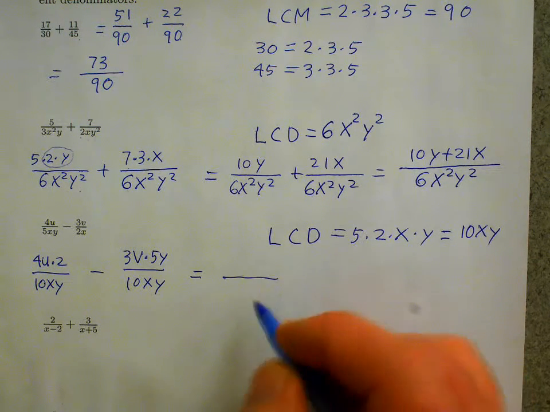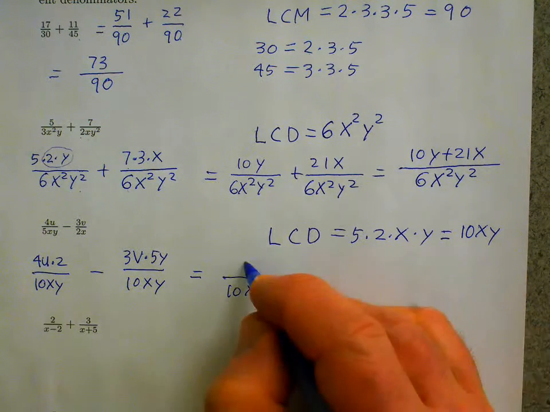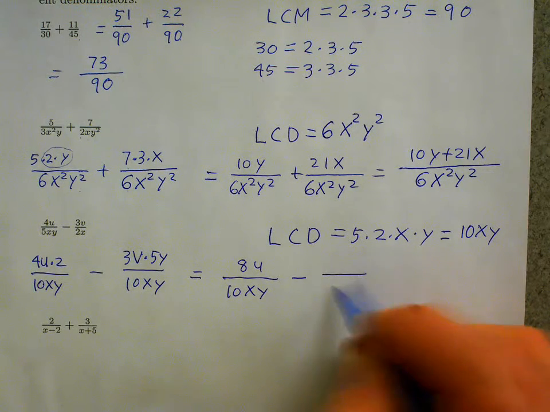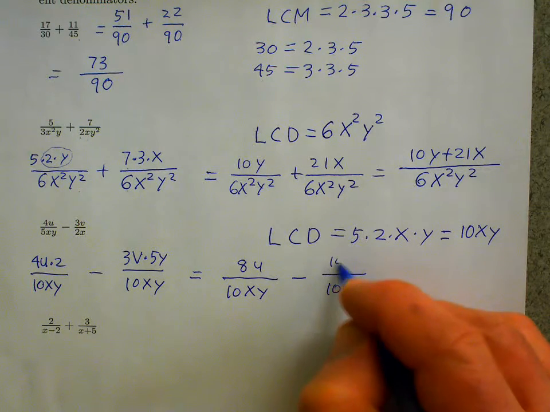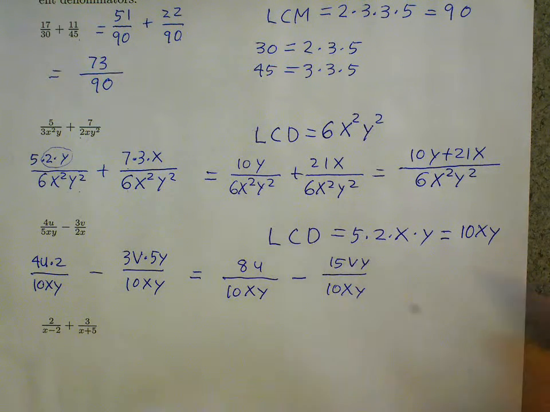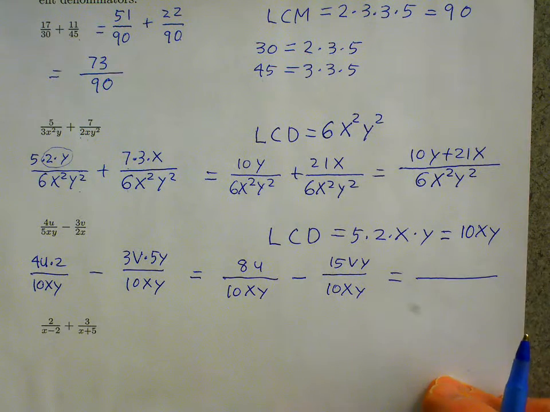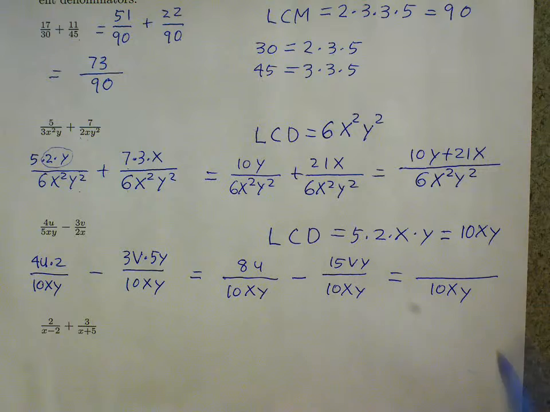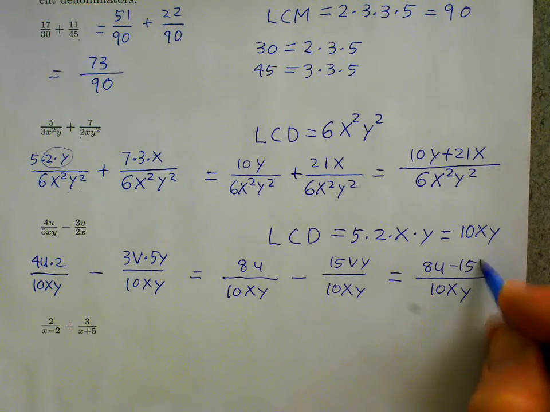Then we'll simplify a little bit. 4 times u times 2 is 8u. And 3 times v times 5 times y is 15v times y. So the simplified answer, the denominator is 10xy, and the numerator is 8u minus 15vy.